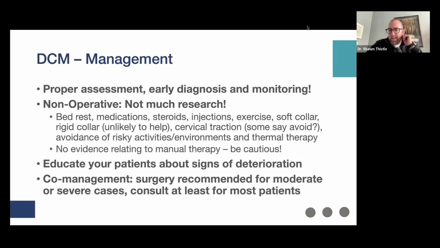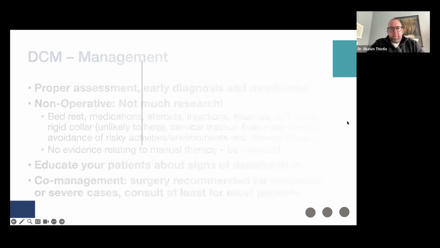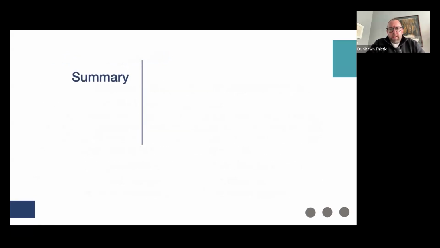And I think it's something that we need to be mindful of and push for, recognizing that when you get referred to a spine surgeon in many parts of Canada and around the world, you're waiting for a number of months anyway. So getting in that queue could be important for them. Surgery is recommended for moderate or severe cases and a consult at the very least. And from our perspective, the reason I wanted to highlight this in a webinar format is that we miss these cases.